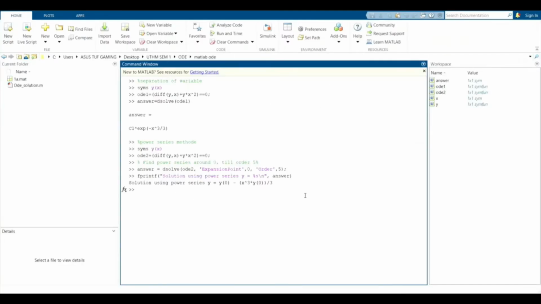For question 1c, there are two methods to solve it: separation of variables and the power series method. For separation of variables, we use the symbol ys and ODE1, dy/dx plus x squared y equals 0, and the answer is c1 exponent negative x to the power of 3 divided by 3.